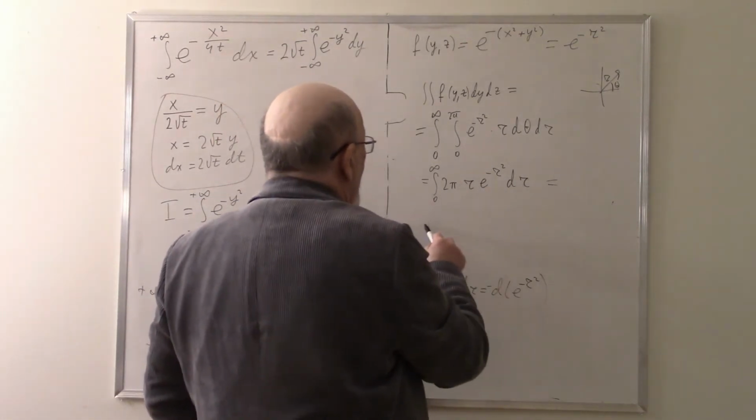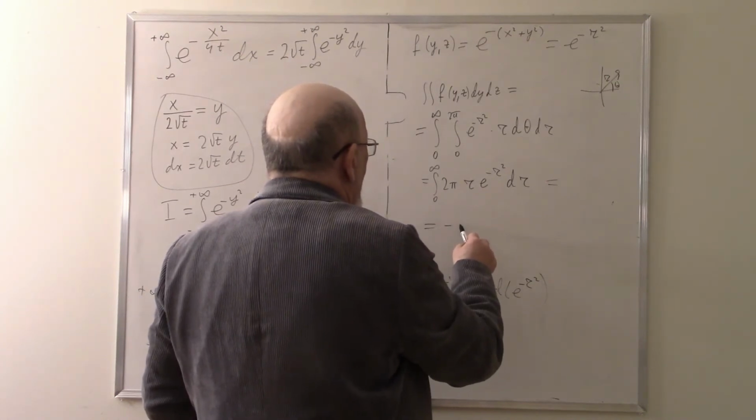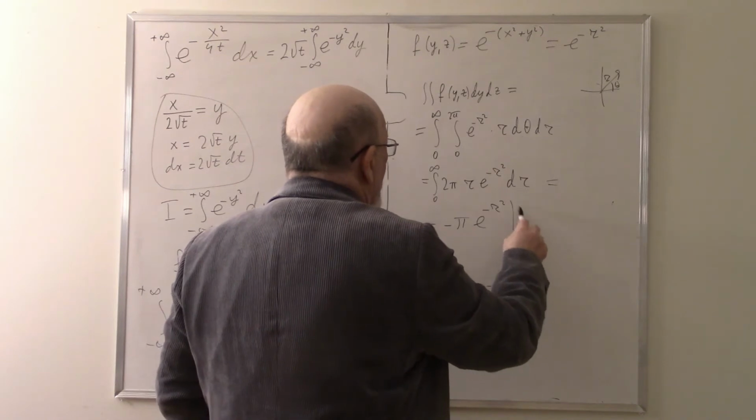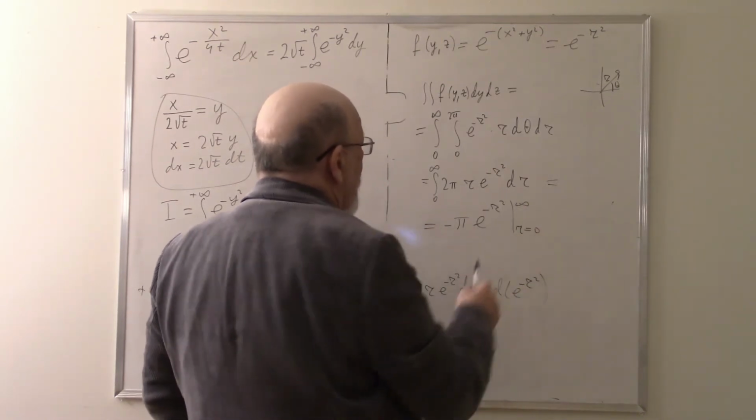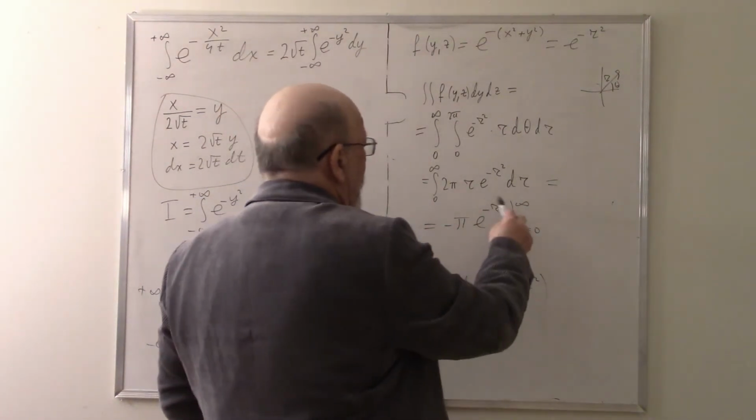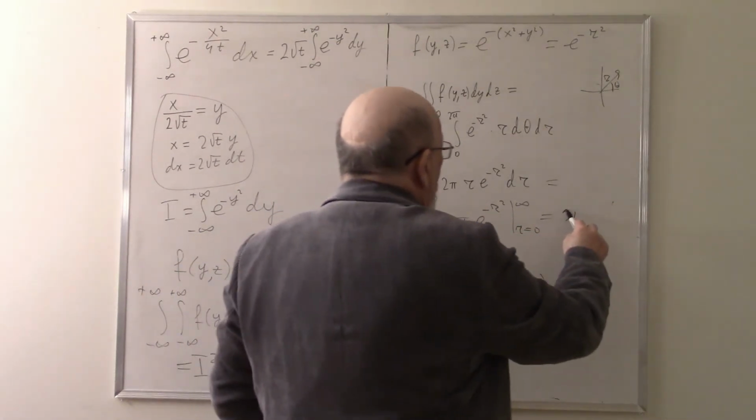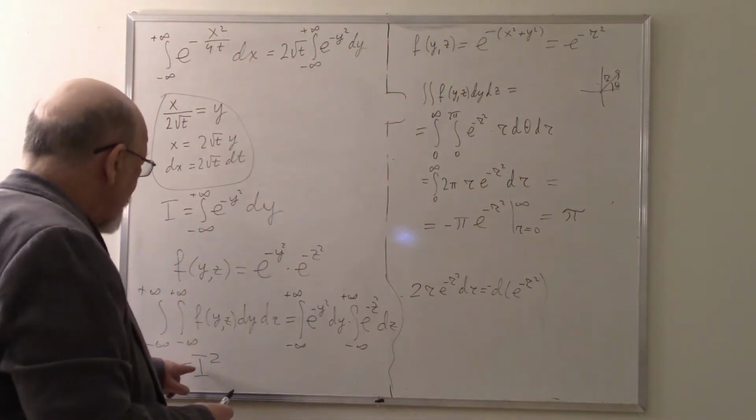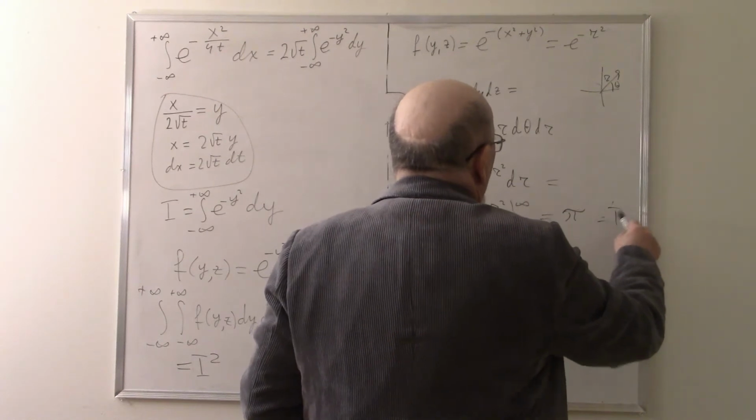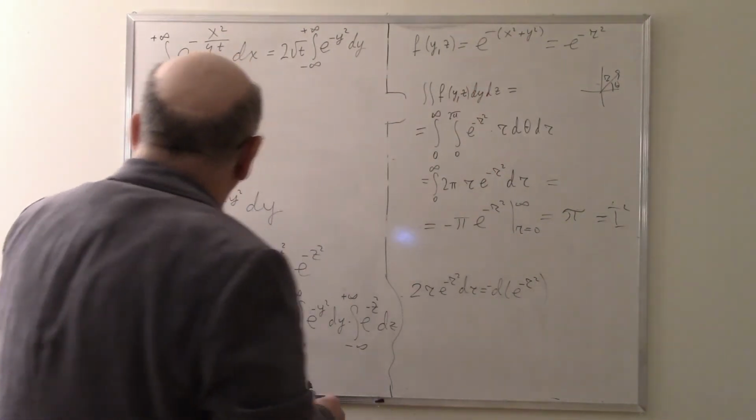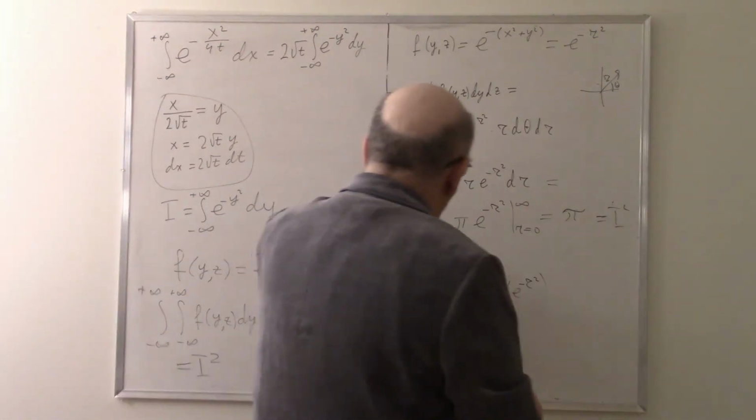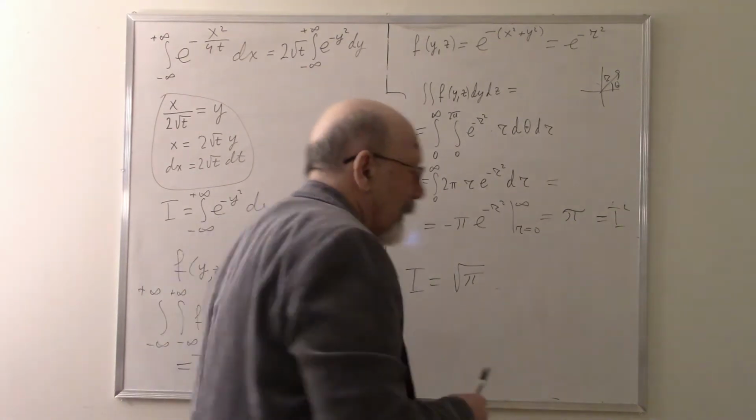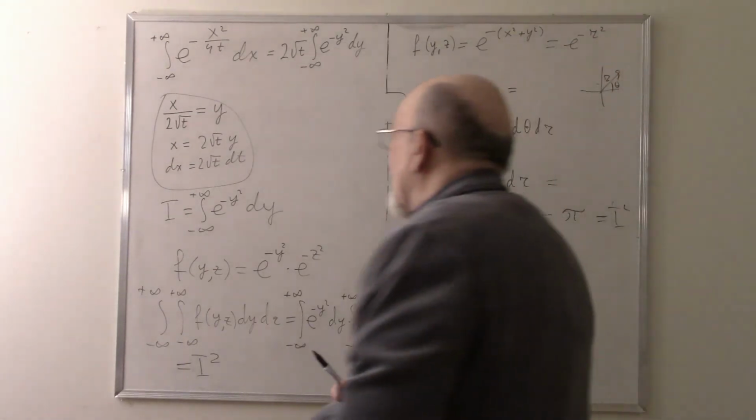And so this equals minus pi e to the minus r square from 0 to infinity. At 0 it is 1, at infinity it's 0. Now it is minus, so this equals 1, so it equals pi. In short, it equals pi. So on one hand, it equals I square, the square of our integral which we are looking for here. So I equals the square root of pi. This is a well-known result.